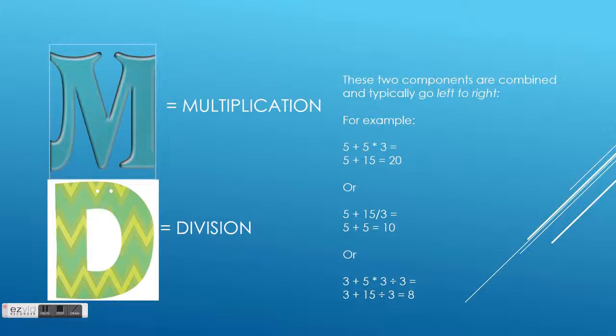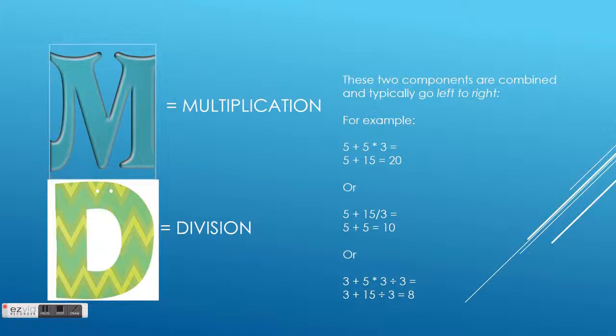Now we've got our M and our D. I put these together because they typically go together. Multiplication and division, while they have an order in the PEMDAS formula, can be switched around. It tends to go left to right, whatever symbol is first. For example, say you had 5 plus 5 times 3. Obviously your multiplication comes first, so you would do 5 times 3. So what you're really saying is 5 plus 15 equals 20.